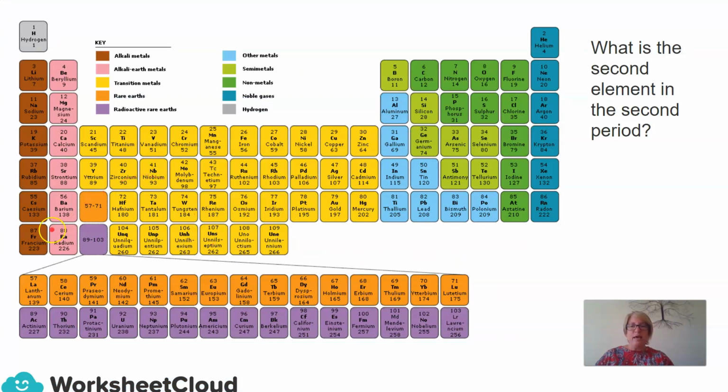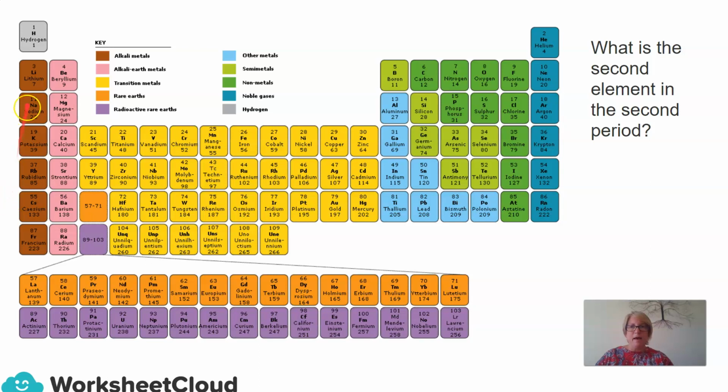So as a recap from the lesson on Friday, or it could have been the lesson on Monday, what is the second element in the second period? I'll give you a moment to try and work that out.